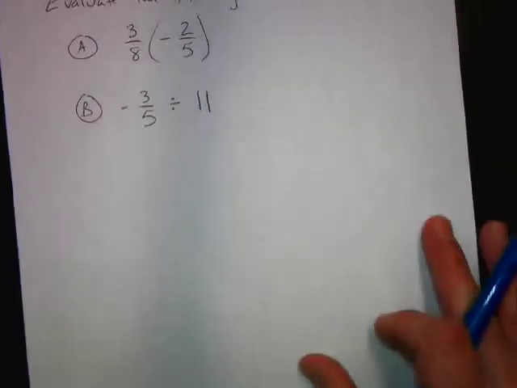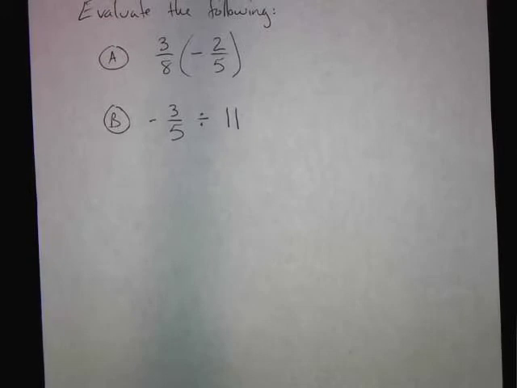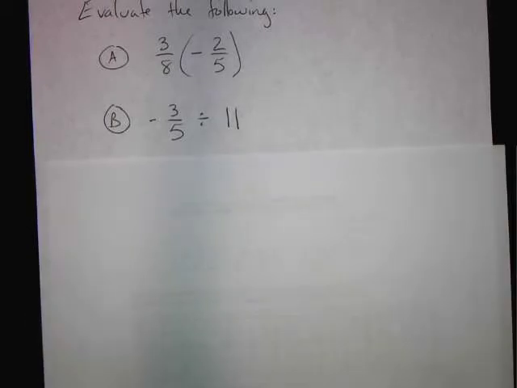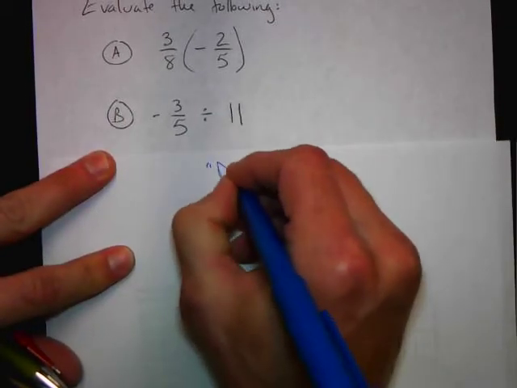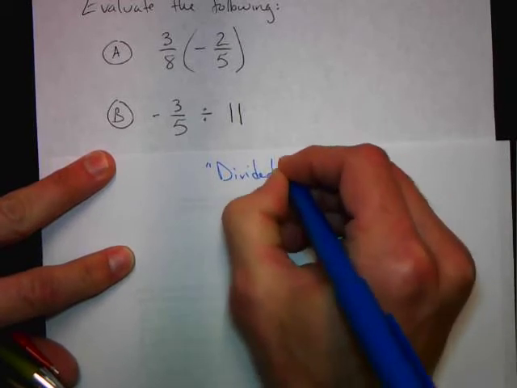Now, what about the second one? The second one has a few little intricacies in there because I am not saying times anywhere. I'm actually saying the word divided by. So when you read this out loud, you're saying divided by.